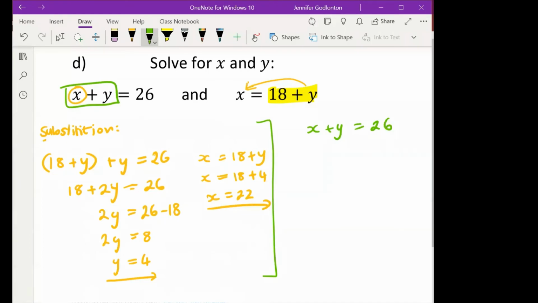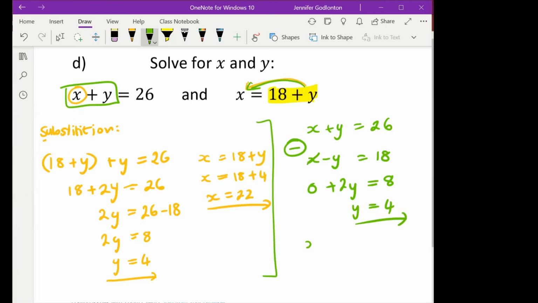And in the second equation, I'm going to move this y onto the other side. So I'm going to have x minus y is equal to 18. I'm going to stick to what we were doing. So I'm going to subtract the second equation from the first one. So x minus x is going to be 0. y minus minus y is going to be plus 2y. 26 minus 18 is going to give me 8. Therefore, y is equal to 4.